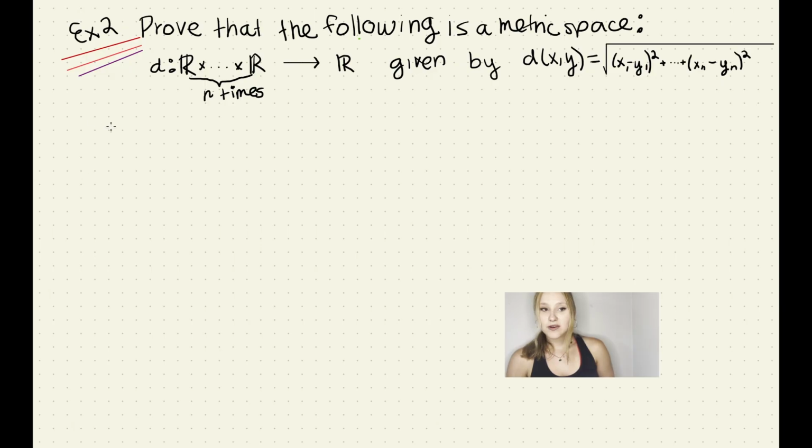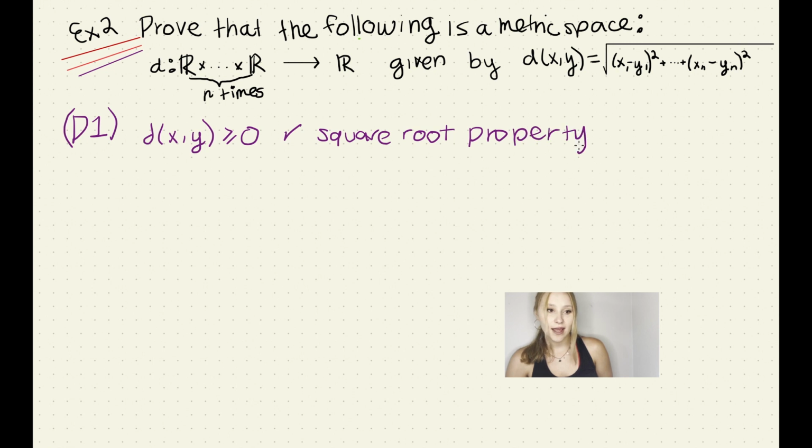So firstly, we're going to do the first property. We're going to prove positive definiteness. So it is going to be greater than or equal to 0 because it is a square root. You could just write that down. That's all you need to show. That's all you need to say.